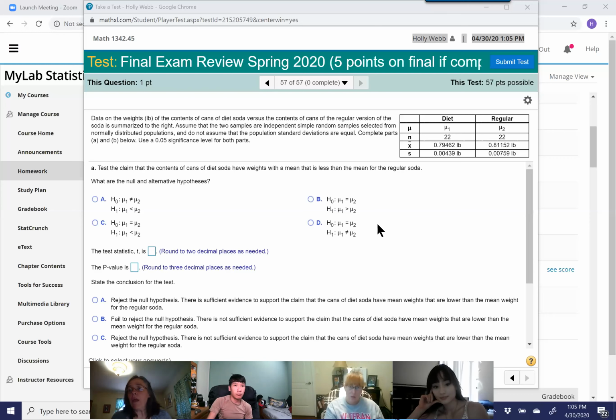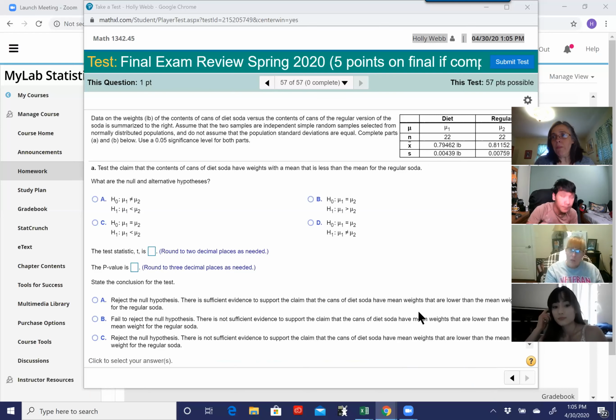So here we go. Let's do a problem. This one is a 2 independent means from 9.2. And it says that data in weights, pounds of the contents of cans of diet soda versus the contents of the regular version of the soda is summarized at this table on the right. Assume there are 2 samples that are independent random samples selected from normally distributed populations. Do not assume the population standard deviations are equal, and then complete parts A through D.